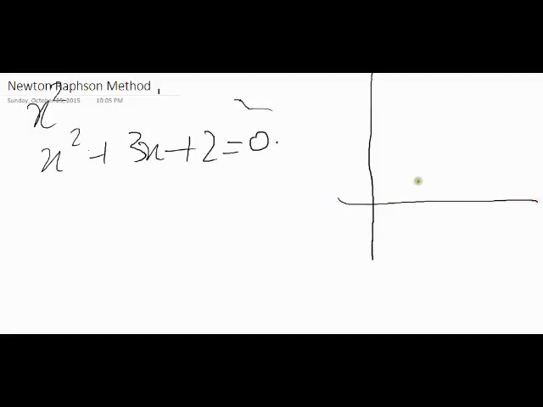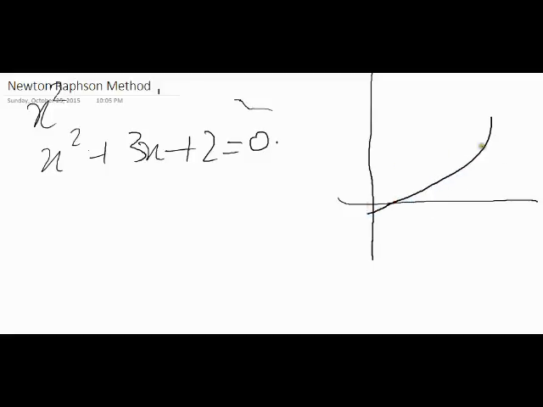In this method, we solve nonlinear equations for their roots. We do it with an equation like x square plus 2x plus 3x plus 2 equals 0. Let us first draw a graph of this equation.